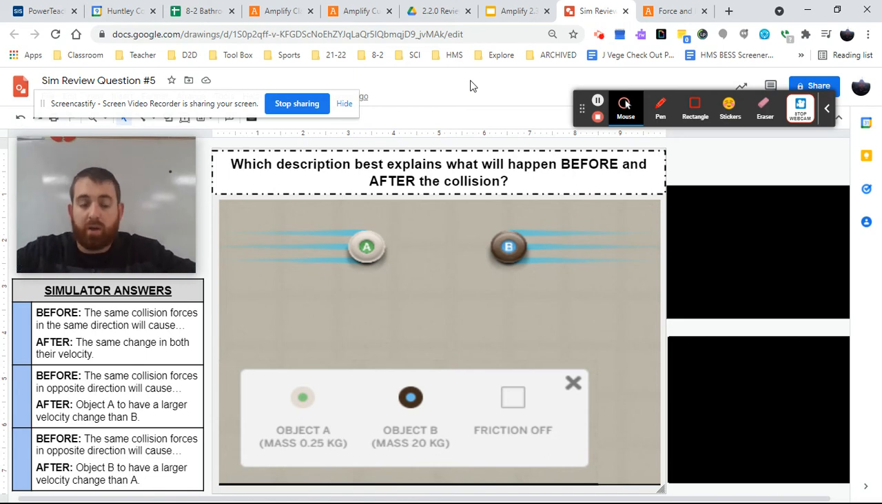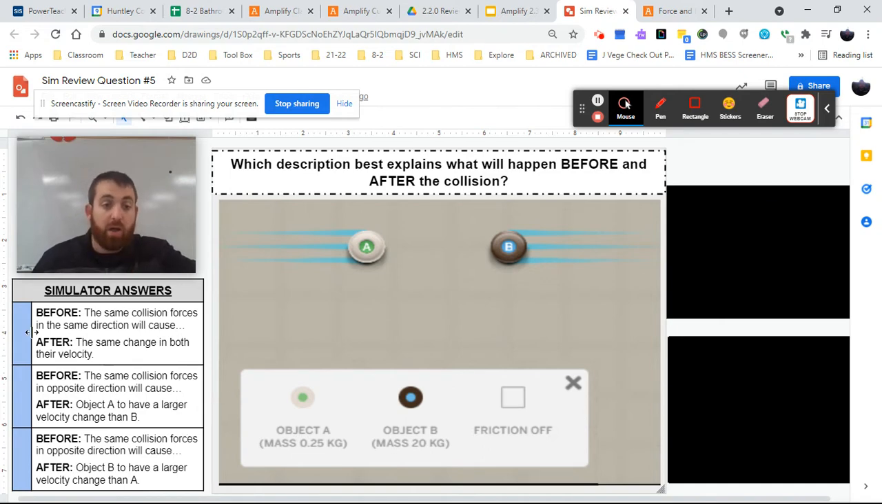Hey everybody, Mr. Regan here, and our next question in the simulator has us looking at a collision that's happening between object A with a lower mass and object B with a higher mass. So, which description best explains what will happen before and after these two objects collide? Notice they have velocities coming in. Which of these best explains what will happen before and after?